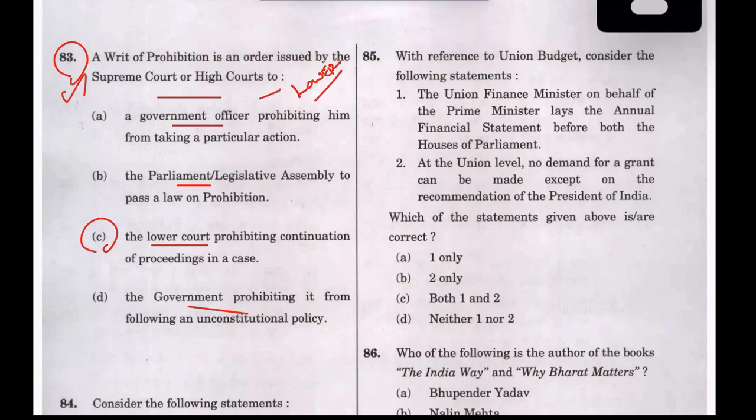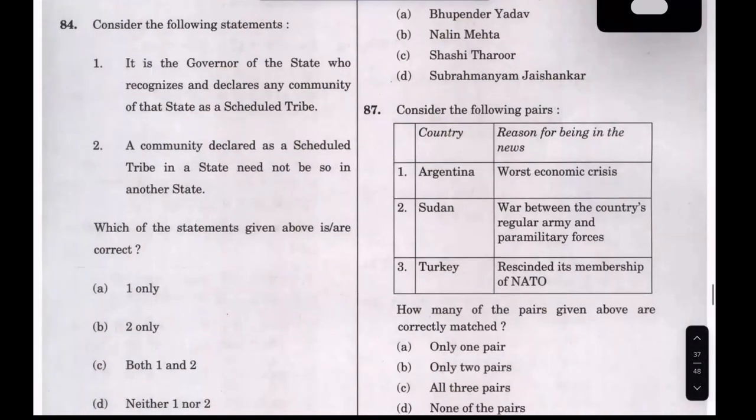They have not even messed with the other options. You have lower court in only one option, which should have been taken. That's the answer for this. So look at these questions and work on this.